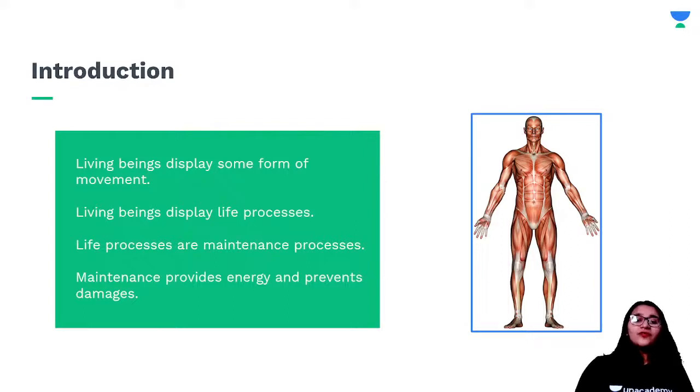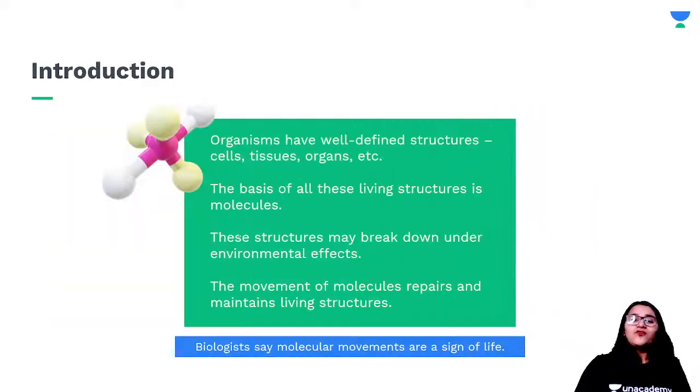So what do we have over here? We have life processes. So what are life processes? Living beings display some form of movement as soon as we are born. We are moving. We also display life processes like digestion, respiration, excretion. And why do we have these life processes? Why are we excreting the urine out of our body, and why is it not inside our body? Just because it is a maintenance process. Our body cannot keep all the toxic materials inside. So all of these maintenance processes require energy, and they prevent us from any damage.